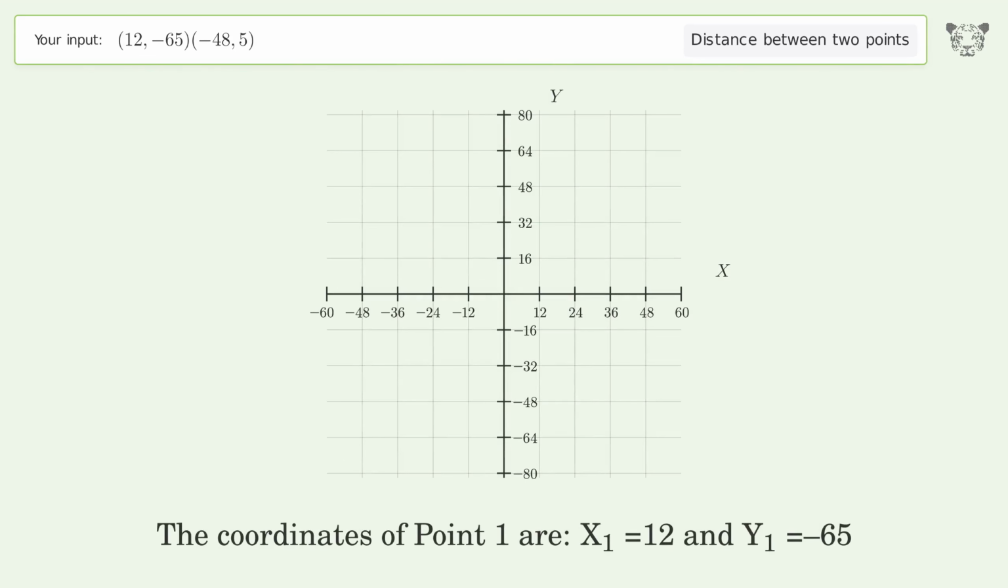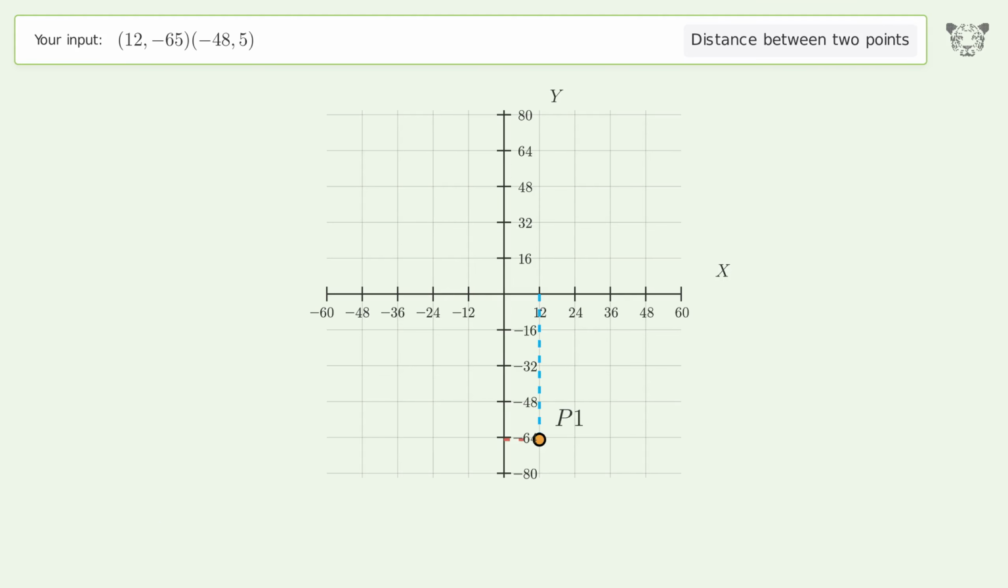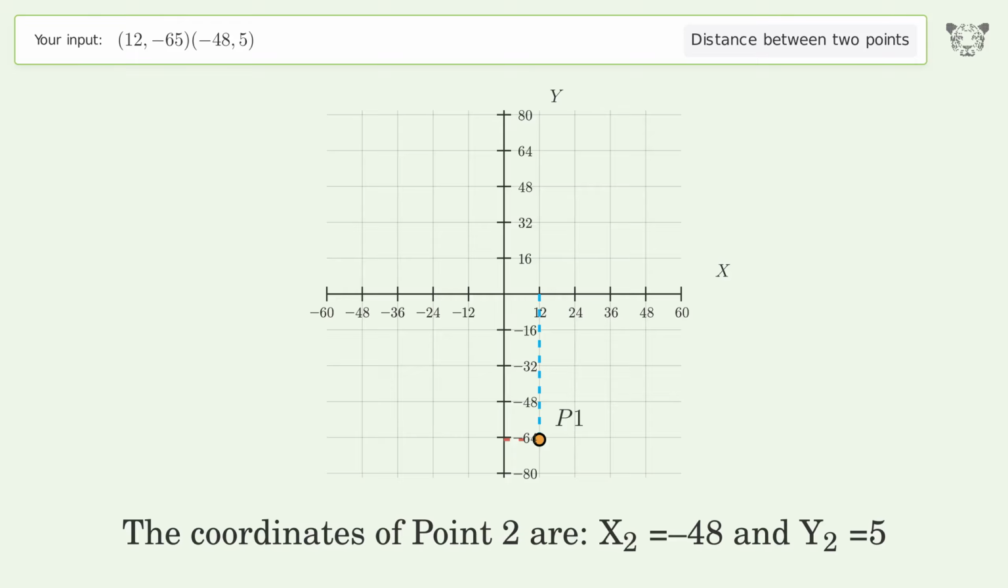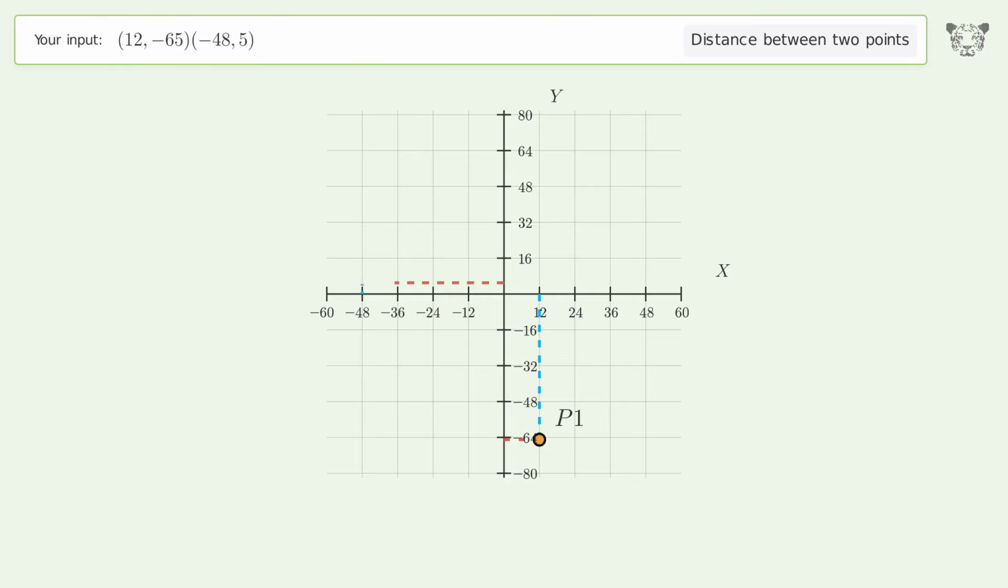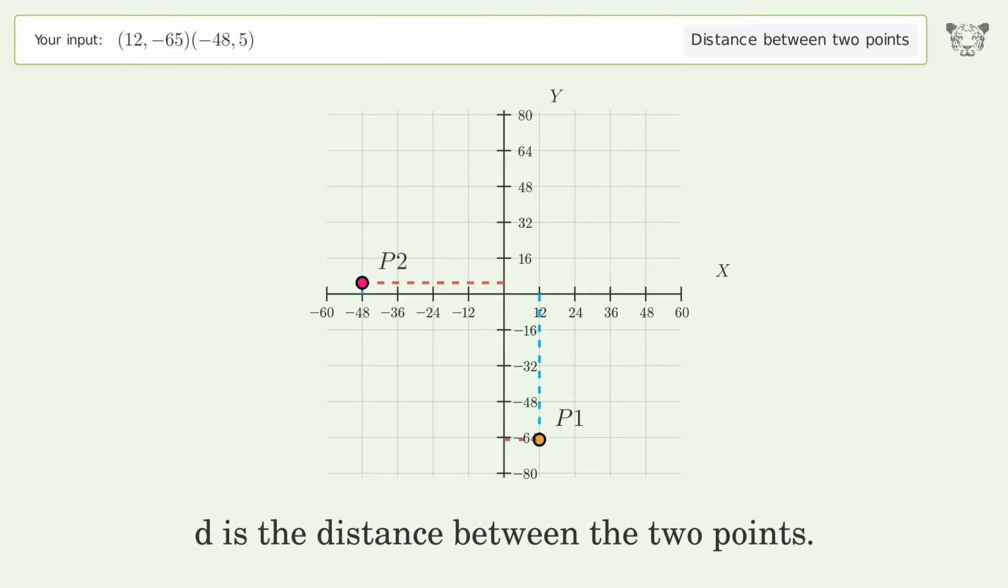The coordinates of point 1 are x1 equals 12 and y1 equals -65. The coordinates of point 2 are x2 equals -48 and y2 equals 5. D is the distance between the 2 points.